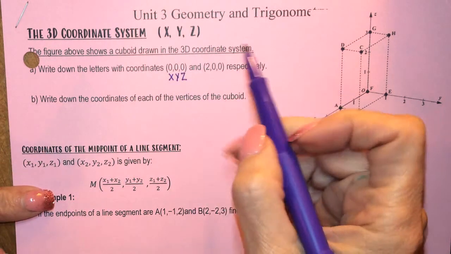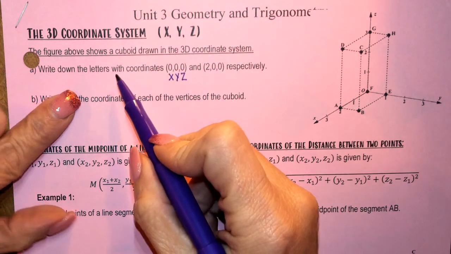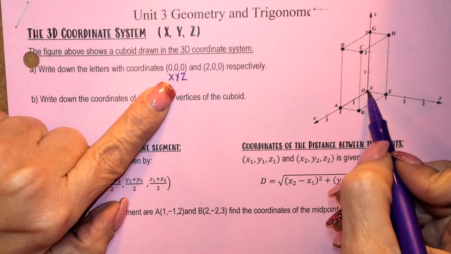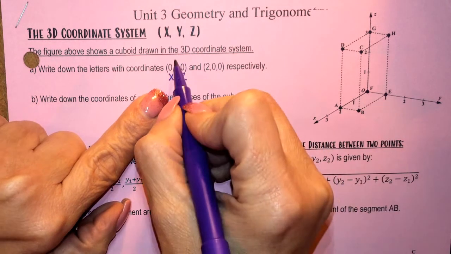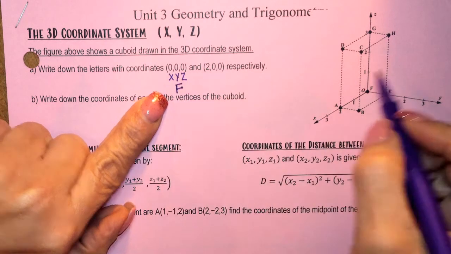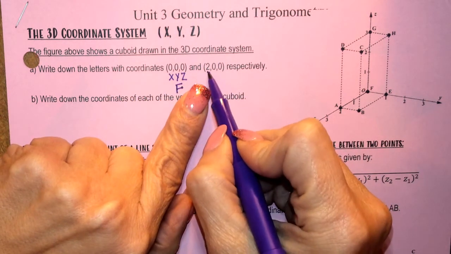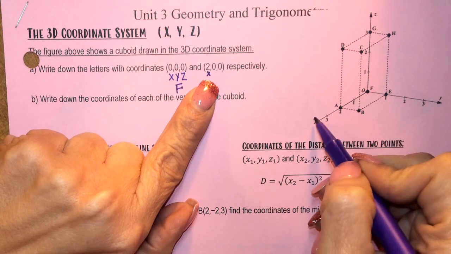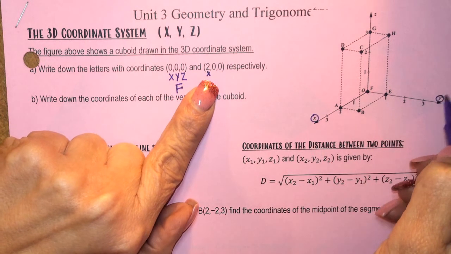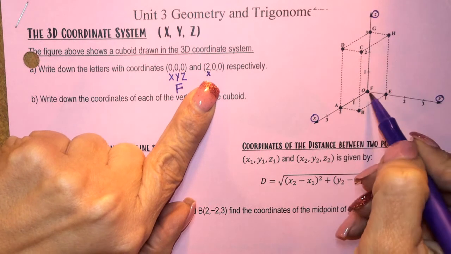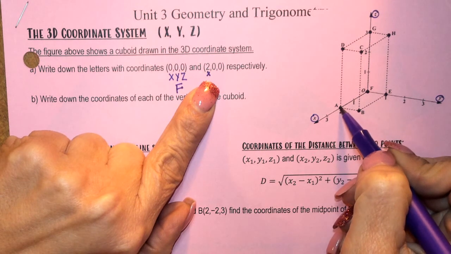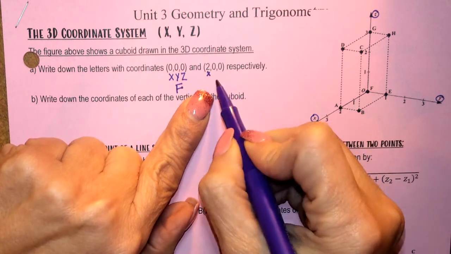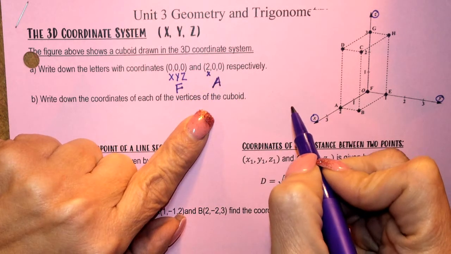So what we're going to do is write down the letters that correspond to the coordinates. 0, 0, 0 would be right here, so I'm going to say that would be F. This would be x is at 2 and y and z are at 0. Here's your x-axis, here's your y-axis, and here's your z. So come out 2 on x, which is right here, and then you're not going anywhere else. So that's going to be A.